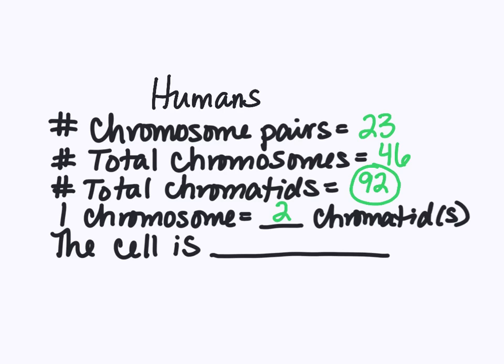Now remember, we still have pairs present, which means we still have homologous chromosomes. And if we have paired homologous chromosomes, it means that the cell is diploid.